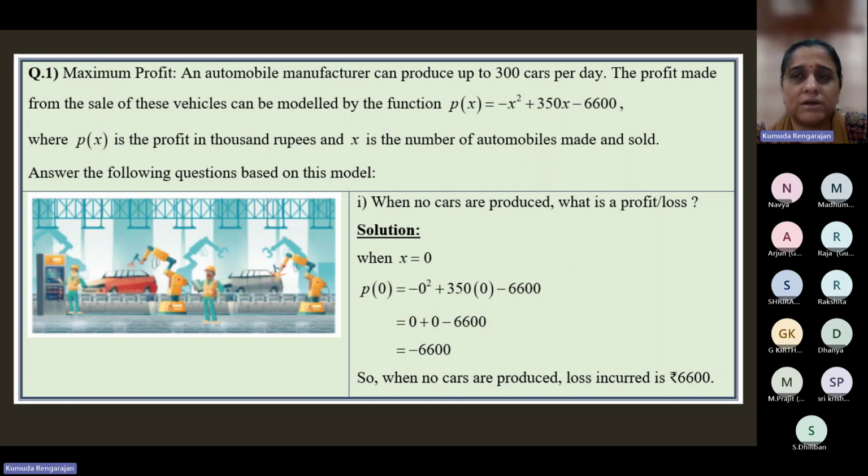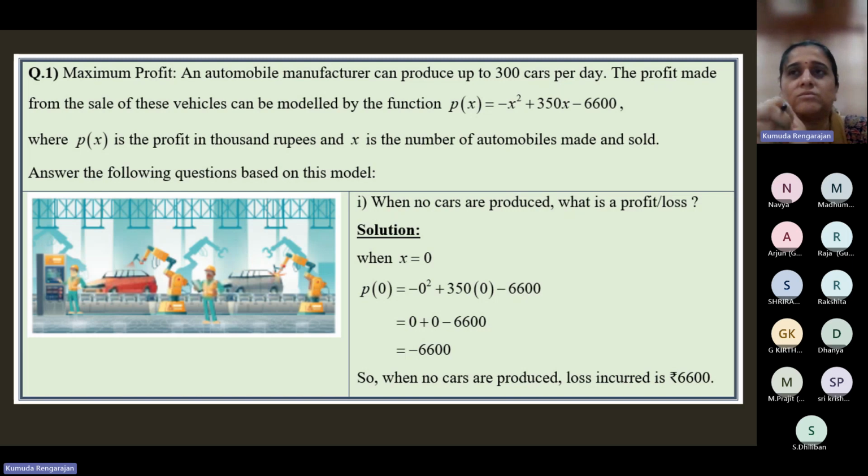Supposing for a particular month the automobile manufacturer does not manufacture cars, say he is out of the country. For some reason no vehicle is manufactured that month, but he will still incur some expenditure. He cannot tell his employees, okay, this month no production, so no salary for all of you. That's not possible, right?